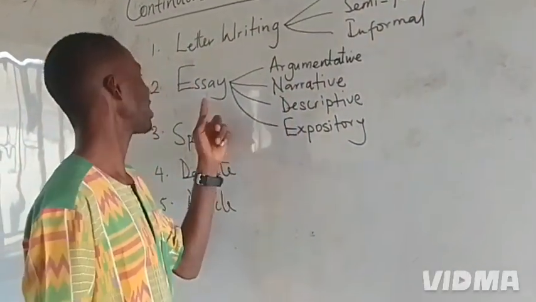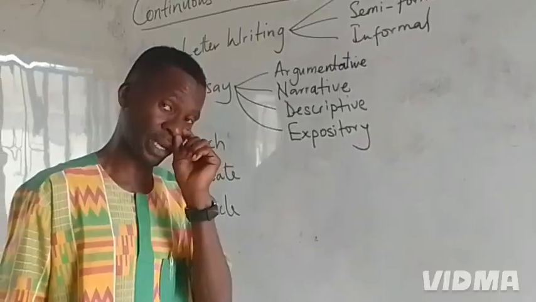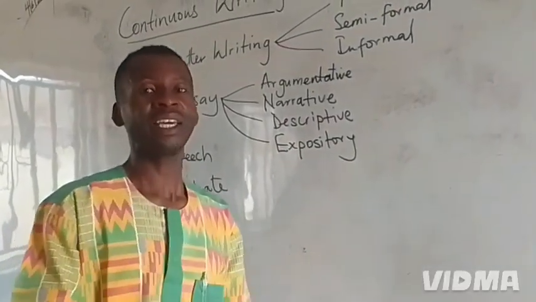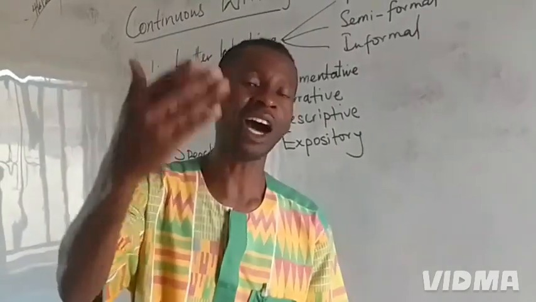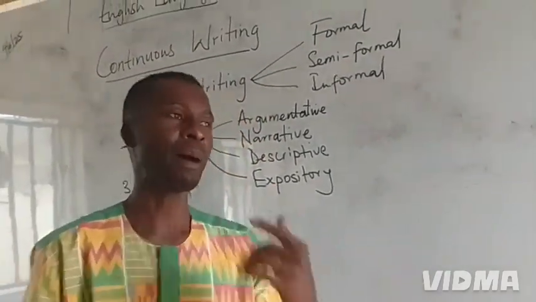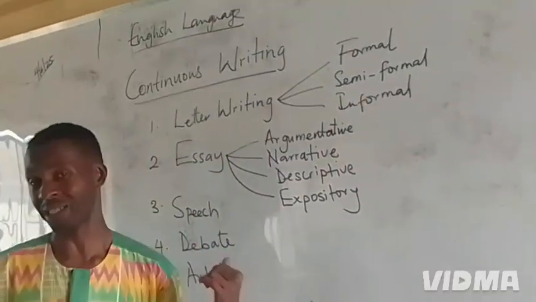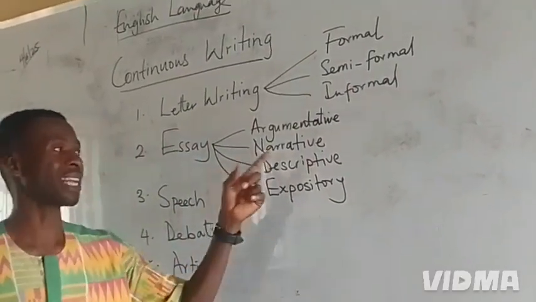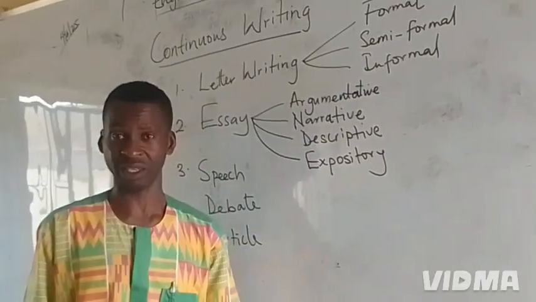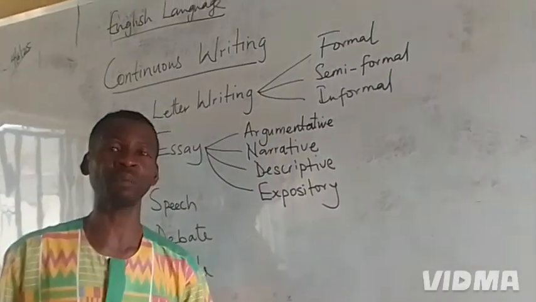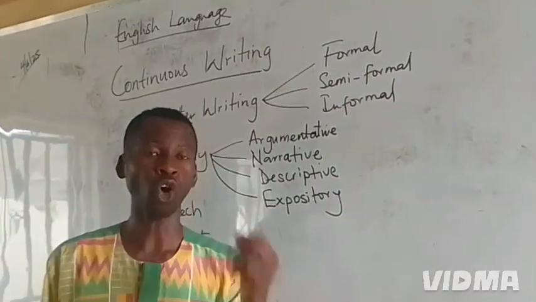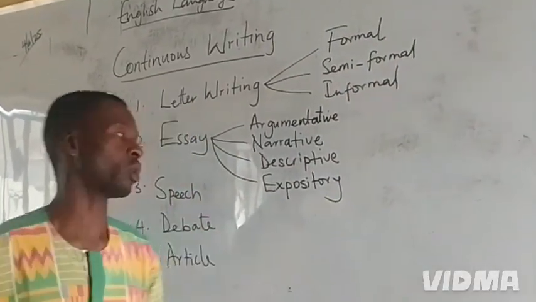We also have another type of essay, which is the narrative essay. The narrative essay is an essay that actually tells a story. You are narrating a story about an event that happened in the past. So the way you write a narrative essay is quite different from the way you write an argumentative essay. Argumentative essay is more of you supporting a particular cause or you being against a particular cause.